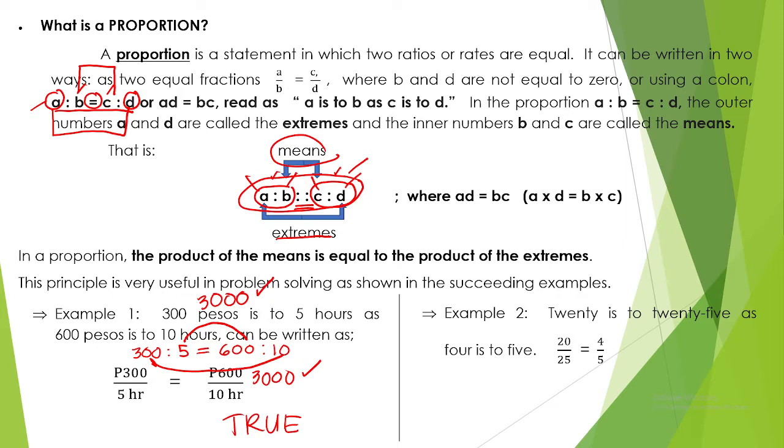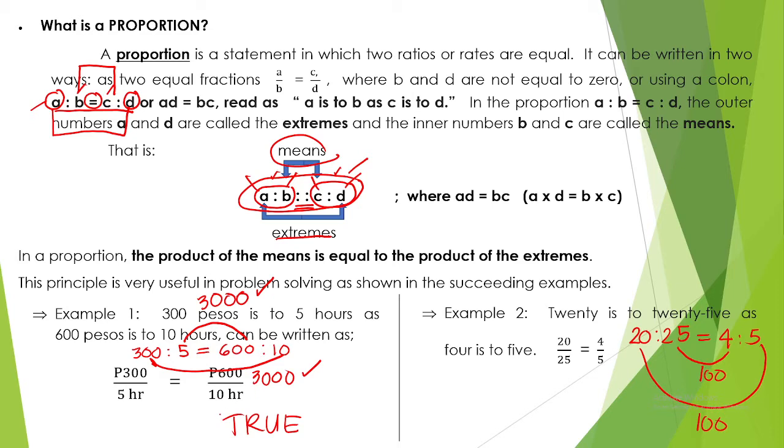Let's go to the second example. 20 is to 25. That's equal to 4 is to 5. Let's multiply the means. How much is 25 times 4? 100. What about 20 times 5? 100 also. Now, using the fraction, it's so simple.